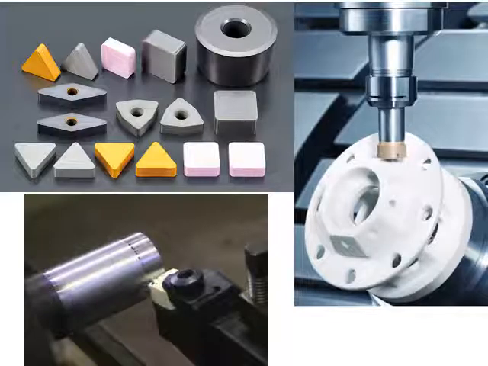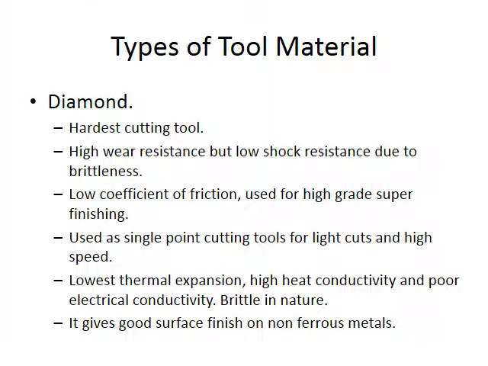So you can see these are the different types of tools and tool bits. It is made up of a ceramic material. Next is the diamond, another type of tool material.